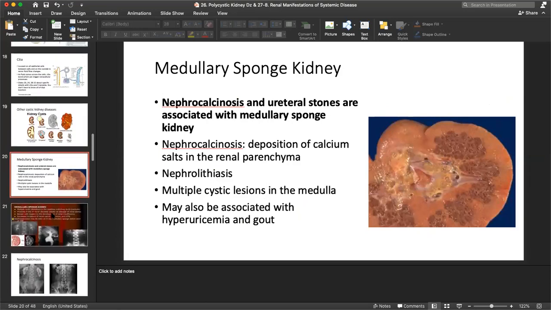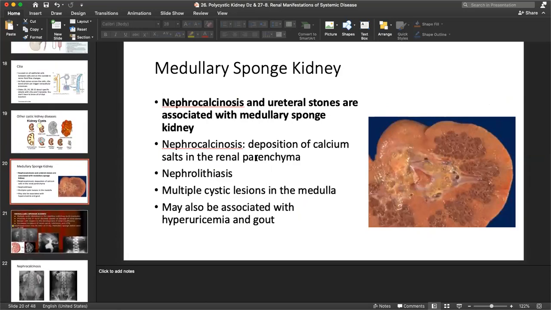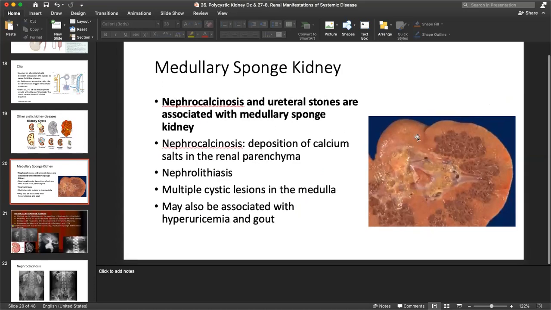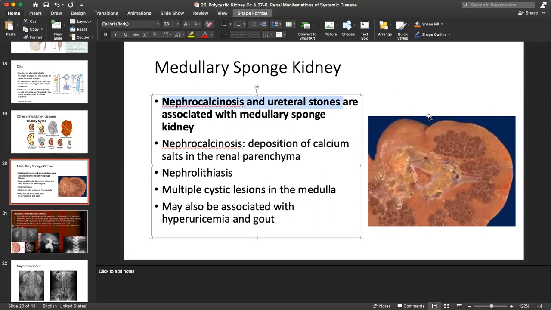I guess he does cover a few more things, but I guess he covers this one. He doesn't cover all of them that Dr. Long does. But you have nephrocalcinosis and ureteral stones associated with the sponge disease. So I would know those, like these two. So stones.